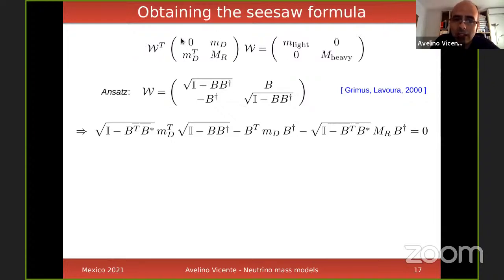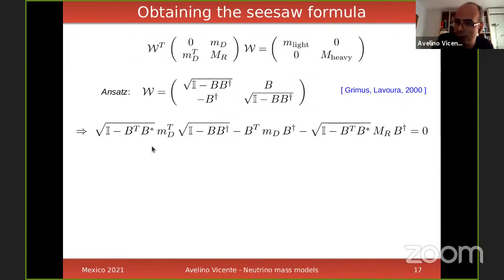I can put it back in this expression and do the matrix multiplication, and concentrate on this 0 here. This 0, when you do this multiplication, corresponds to this expression here. It's just a very simple exercise. So this quantity here is 0 if this equation is correct. Now, the goal is to find an expression for B in terms of the elements of this matrix, MD and MR.